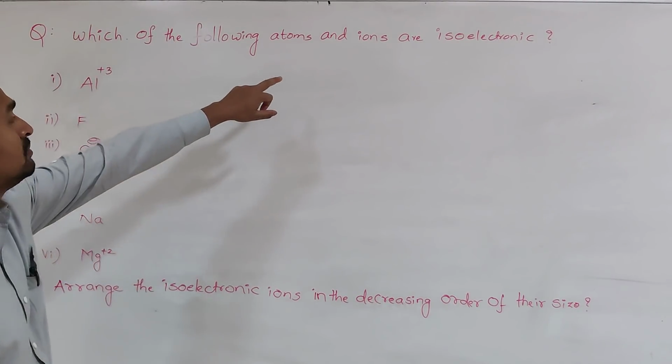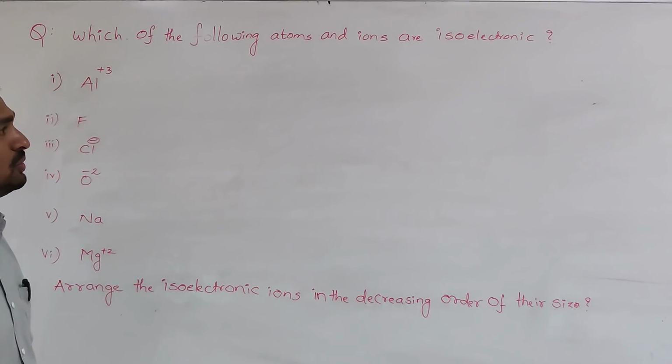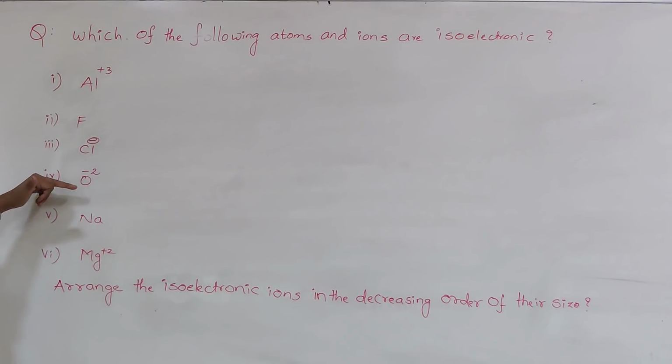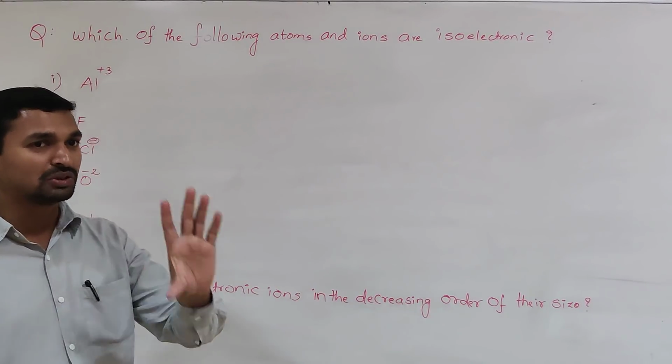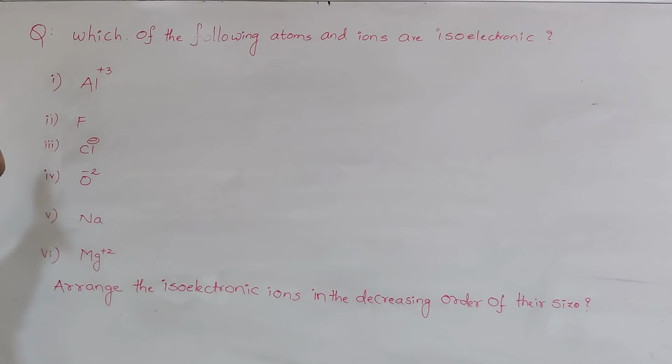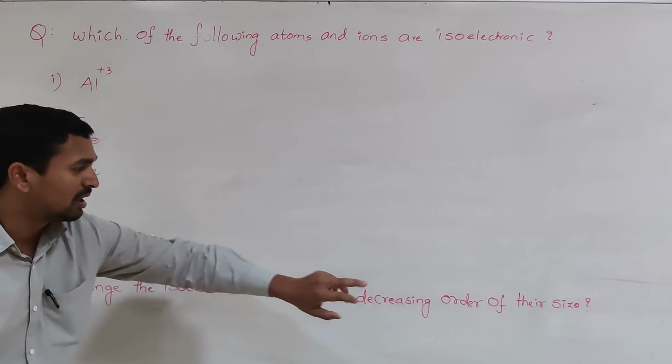Which of the following atoms and ions are isoelectronic? These are the given: Al plus 3, F, Cl minus, O minus 2, Na, Mg plus 2. First we need to identify which are isoelectronic. And the next question: arrange the isoelectronic ions in the decreasing order of their size. There are two questions. First we need to identify which atoms or ions are isoelectronic, and then arrange their size in the decreasing order.